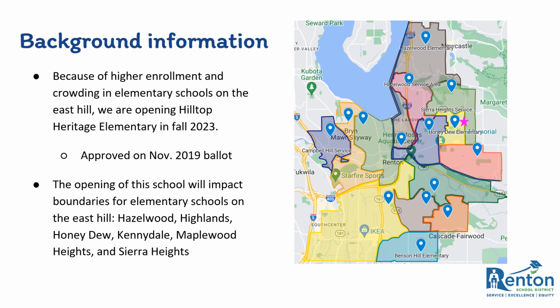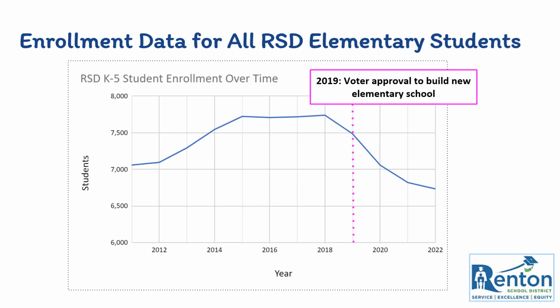Some background information. We are looking at the East Hill area, so that is the top right corner of this slide. We had some higher enrollment and crowding in the elementary schools on the East Hill, and because of that, in 2019 in November, voters approved the building of a new elementary school. It is indicated by the pink star in that area. Because of where it is located and because of where some of the overcrowding is, this school will impact the boundaries for elementary schools on the East Hill. So Hazelwood, Highlands, Honeydew, Kennydale, Maplewood, and Sierra Heights.